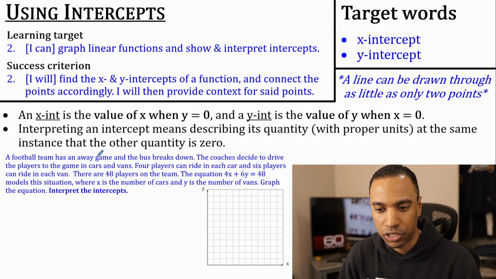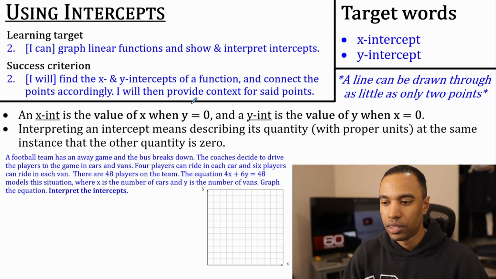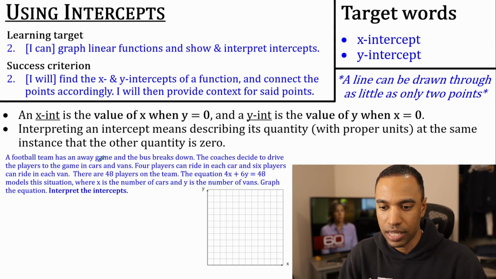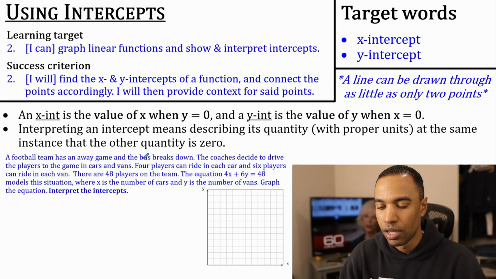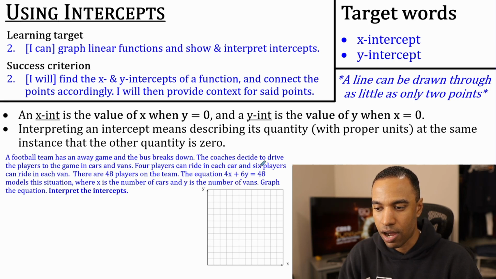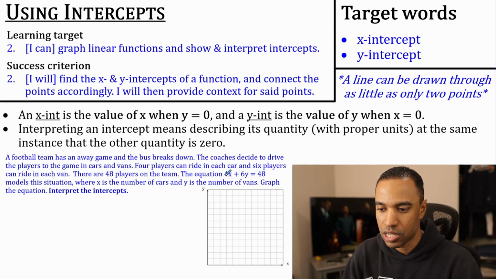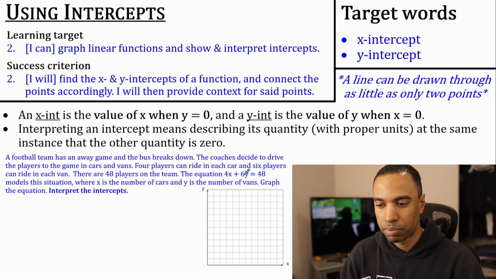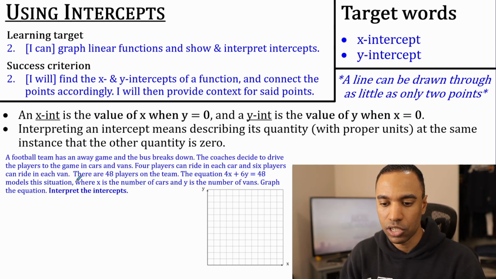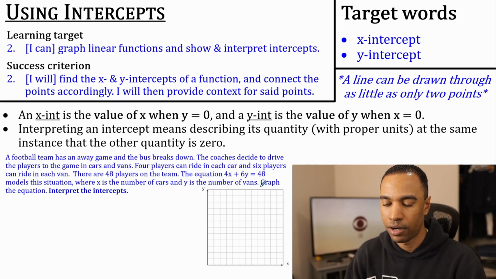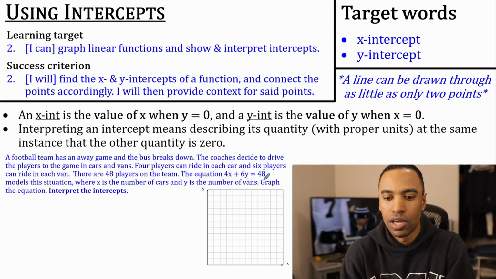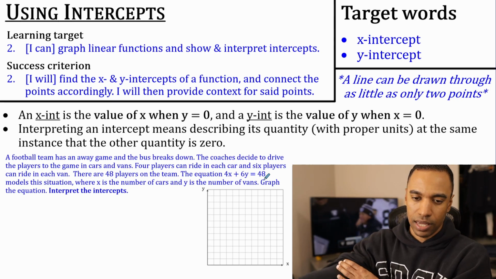A football team has an away game and the bus breaks down. The coaches decide to drive the players to the game in cars and vans. 4 players can ride in each car and 6 players can ride in each van. There are 48 players on the team. The equation 4x plus 6y equals 48 models this situation where x is the number of cars and y is the number of vans. Graph the equation, interpret the intercepts.